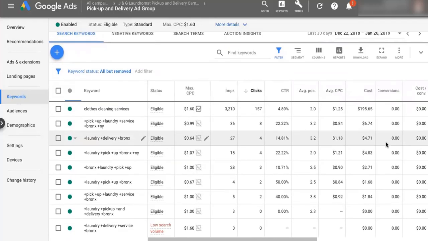So looking at this again, second keyword you've got there, 22.22% click-through rate, position 3.2. The keyword above it, 4.89% click-through rate, position 2.